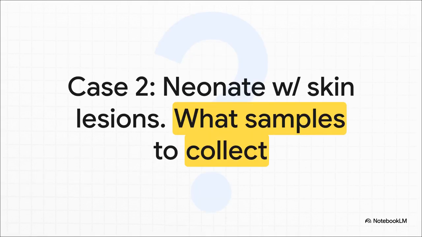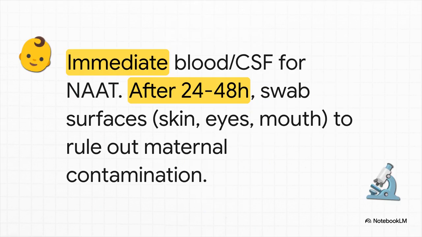Now for a much higher stakes case. A newborn has suspicious-looking lesions on their skin. What specific samples do you need to collect to confirm if it's HSV? And how do you make sure you're not just picking up virus from the mom? And the answer, of course, is that critical 2-stage protocol we talked about. You immediately get blood and CSF to check for a systemic infection. Then you wait 24 to 48 hours before you swab the surfaces to rule out that contamination from the birth canal. It's a perfect example of how applying this knowledge with absolute precision is essential for getting the right diagnosis.